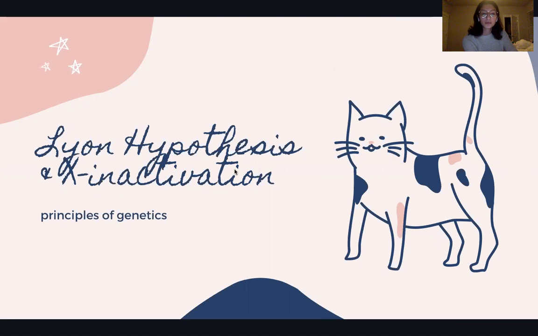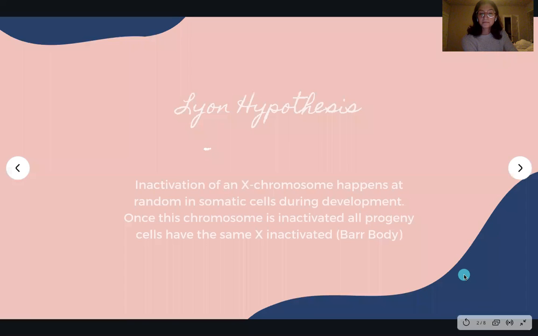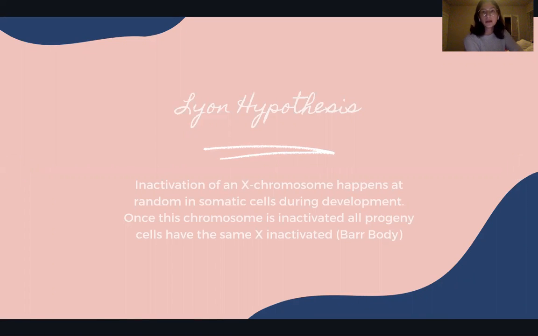Right, so today I'm going to be talking about the Lyon hypothesis and X-inactivation. The Lyon hypothesis was created by Mary Lyon after discovering a trend of pigmentation in female lab mice. The hypothesis describes that inactivation of an X chromosome happens at random in somatic cells during development.